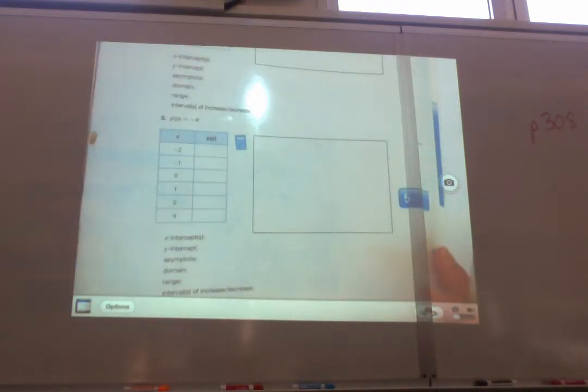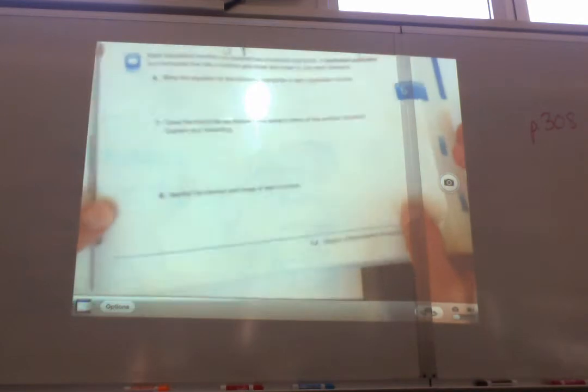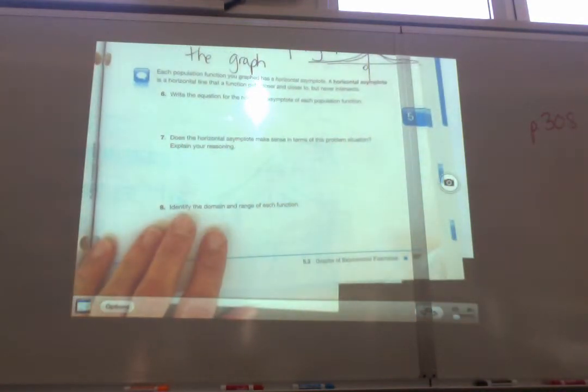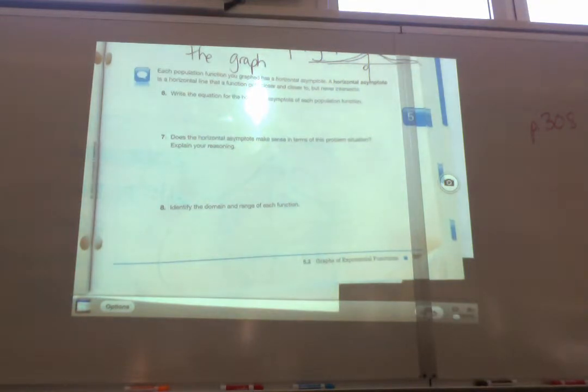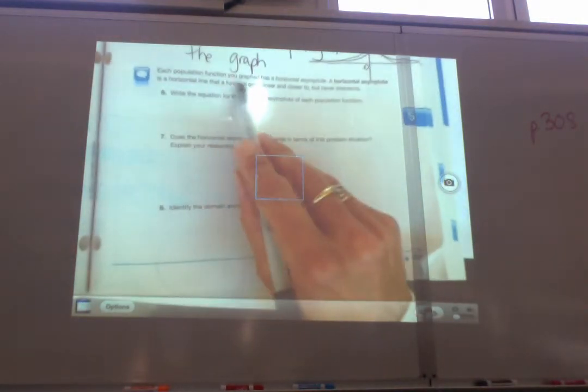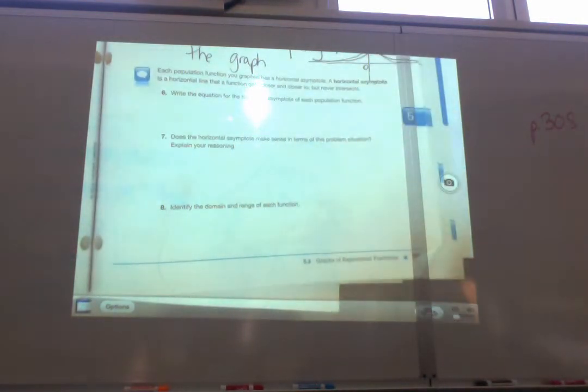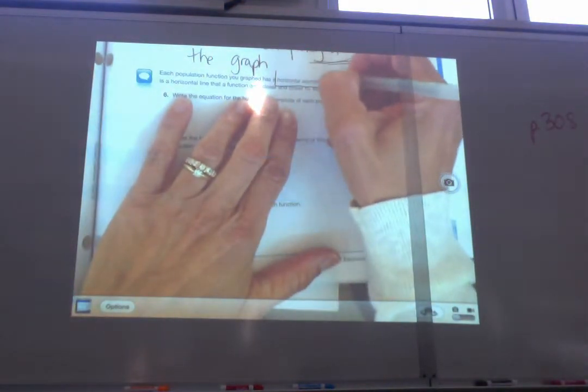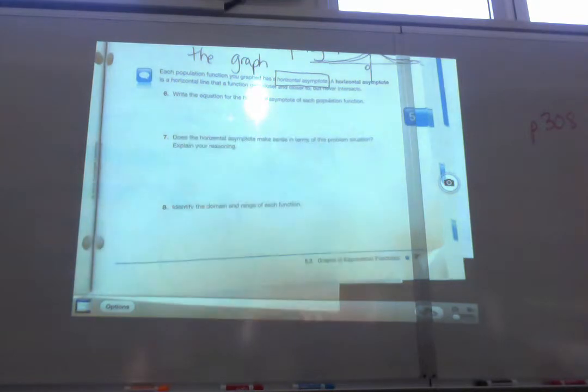Let's see what we have. Awesome! Are those guys good? Let me see if this is good. Okay. Each population function you graphed has a horizontal asymptote. Put a little box around that.